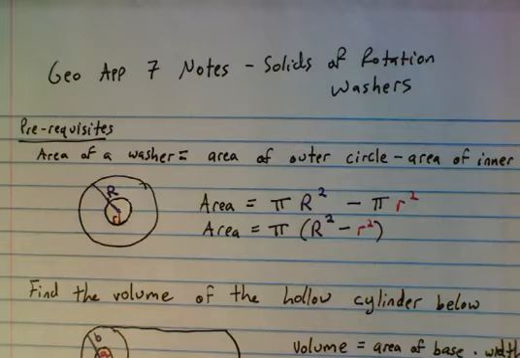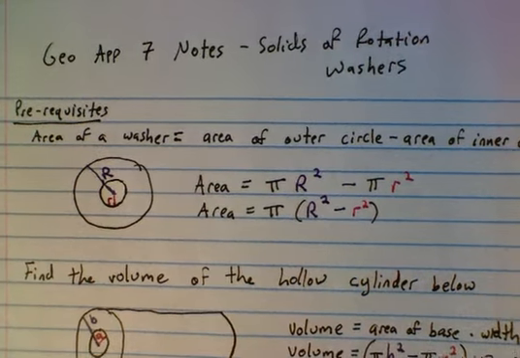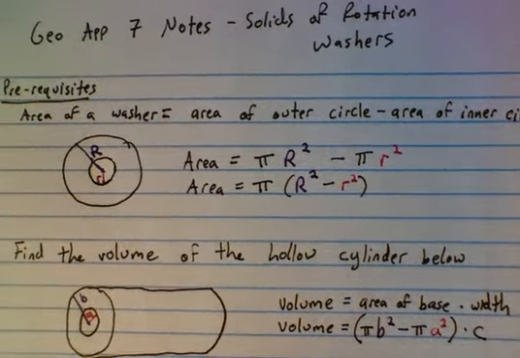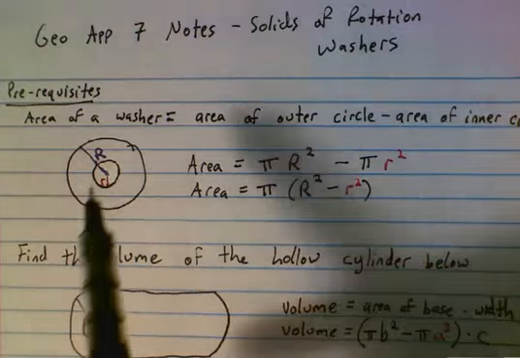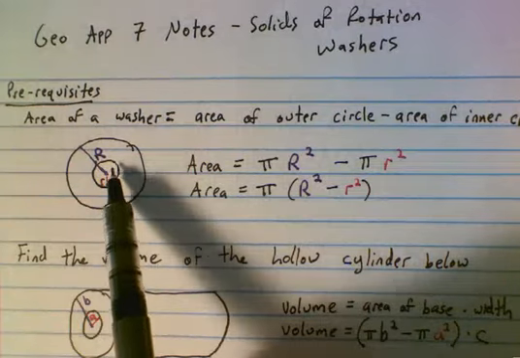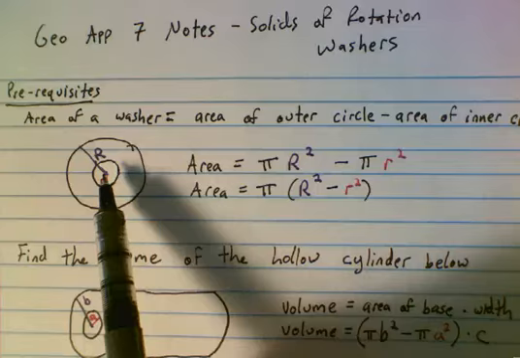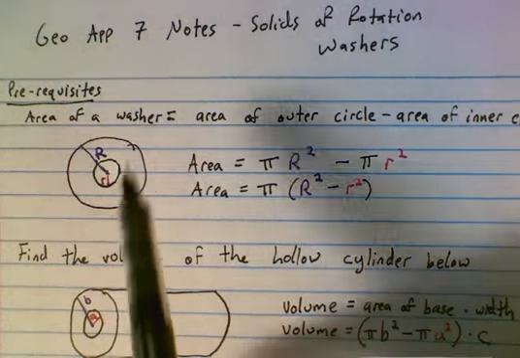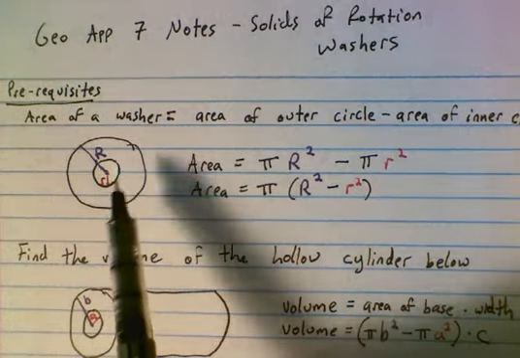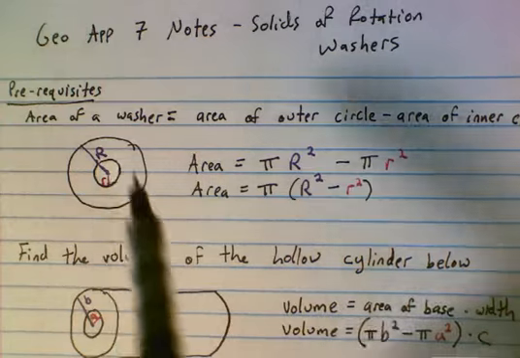So the first thing you need to know is the area of a washer. Basically, a washer is just a circle that has a smaller circle taken out of the inside. So when we're doing the area, we're starting with the area of the outer circle and then taking away the area of the inner circle.